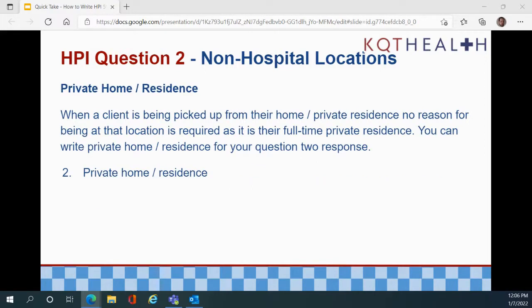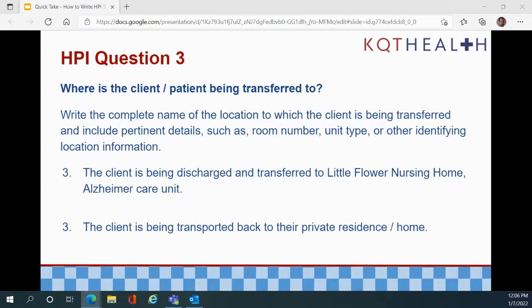When the client is being picked up from their private residence where they live, there is no need to identify a condition and care. In these cases, the response to HPI Question 2 can simply be private home residence. No further explanation is required.